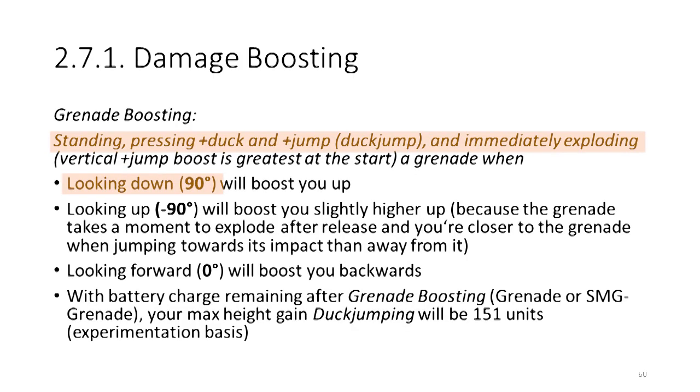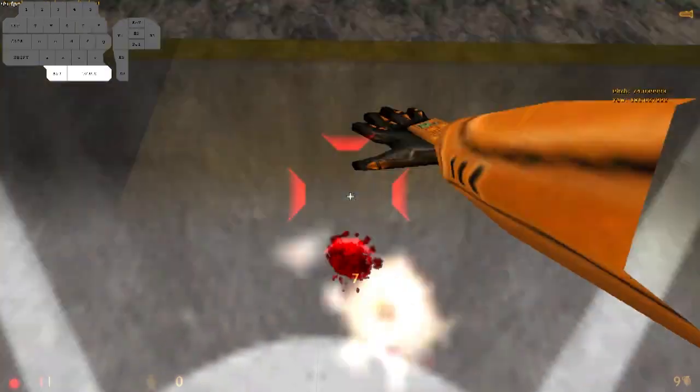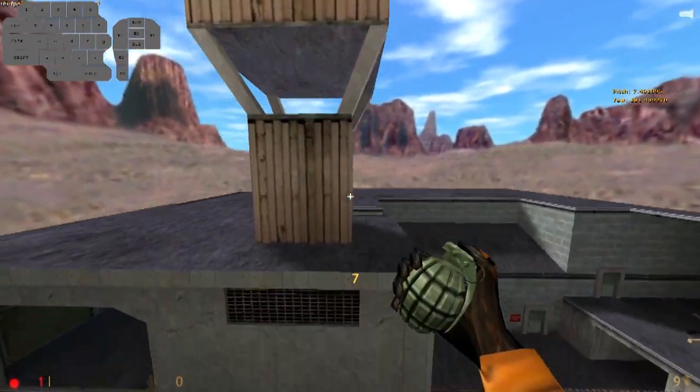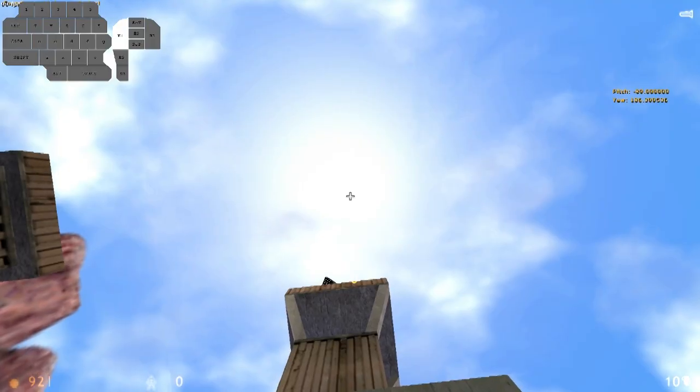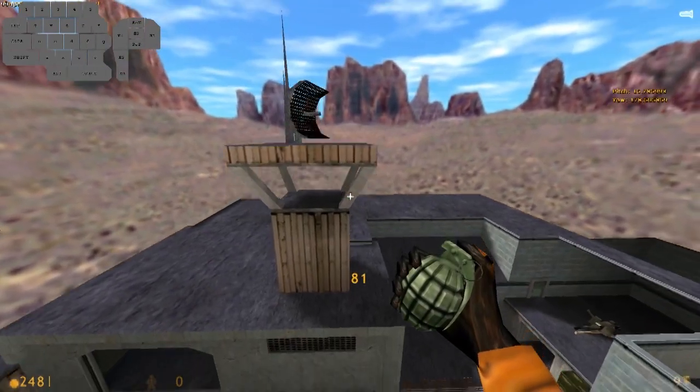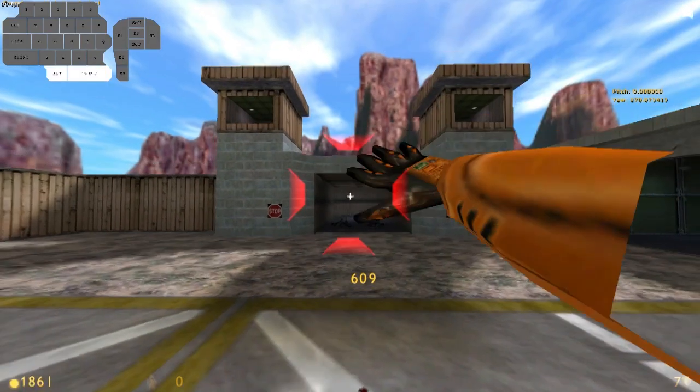We will first assume that the player is standing without moving and performing a duck jump and exploding a grenade at the same time. When looking down, the grenade will boost you up. The same happens when looking up, but the boost is slightly higher, most probably because you are closer to the grenade, jumping towards it. Looking forward, the grenade will boost you up and backwards.